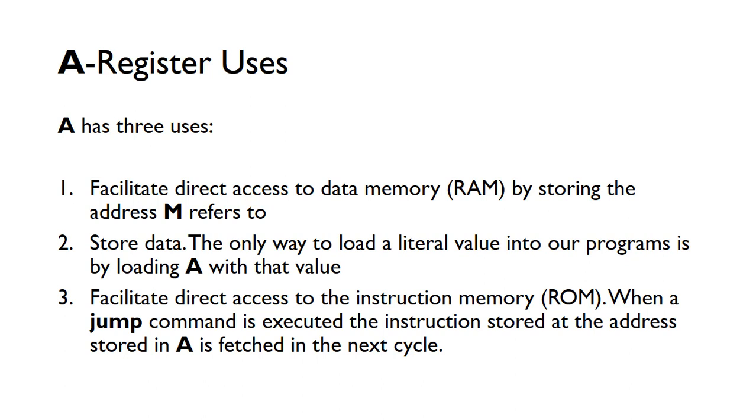And then it also allows us to access the instruction memory or ROM. So again, when it's used to access the memory, the A register stores the address, and then whenever a jump command is executed, whichever instruction is at that address will be fetched in the next cycle. So it allows us to access RAM by specifying the address, access the instruction ROM by specifying the address, and also by loading literal values in. So it's got uses for addresses and data.